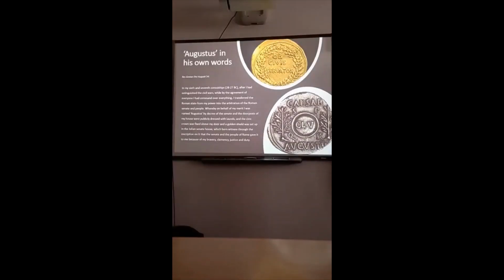Next slide. And again, we go back to chapter 34 where he makes this claim as a recognition for his extraordinary achievements, that he's given the name Augustus, and he's variously honoured with laurels that stand either side of his door. The civic crown, the oak wreath, is nailed above his door, and there is a golden shield in the Senate that recognises his achievements on behalf of the Roman state, for his bravery, clemency, justice, and duty. Next slide.